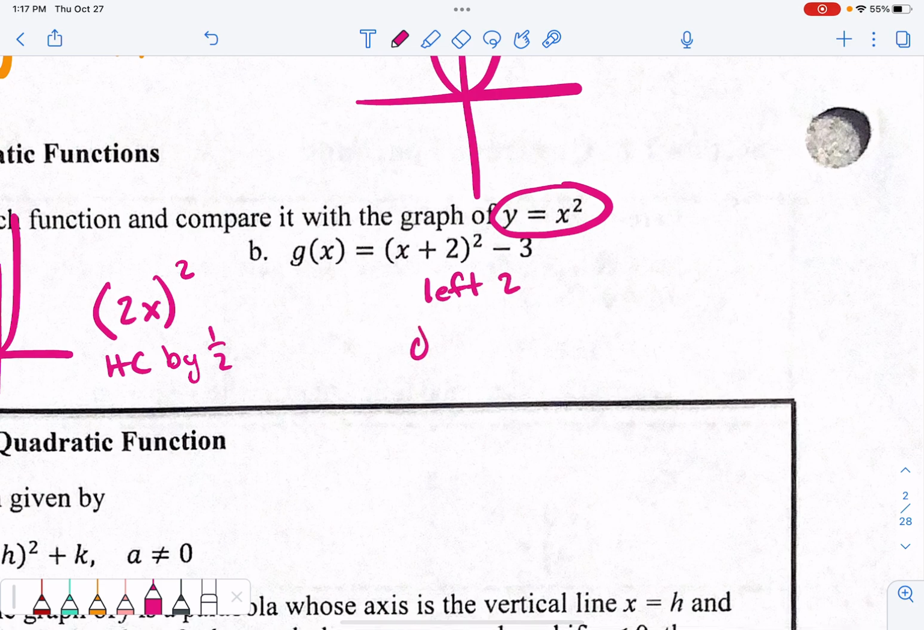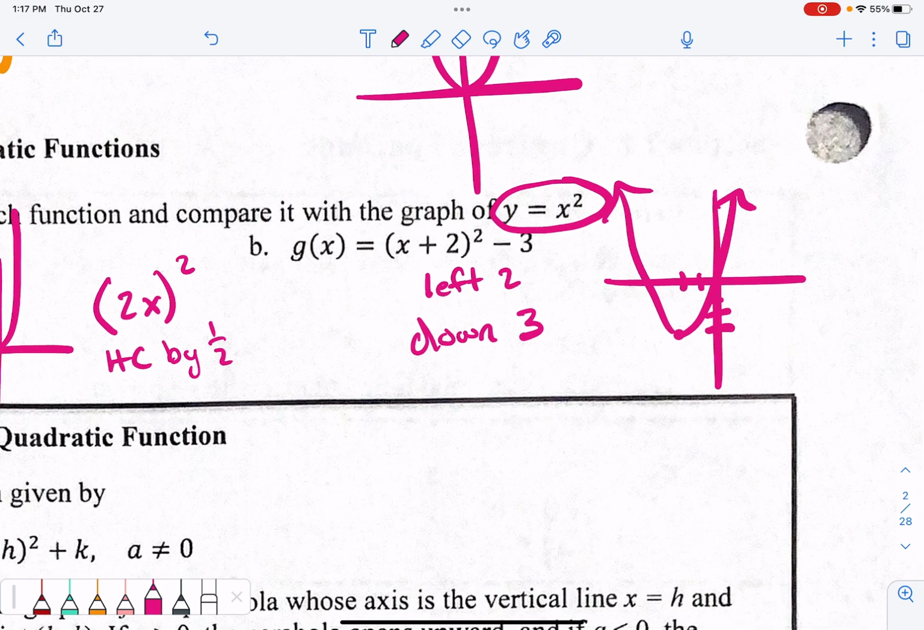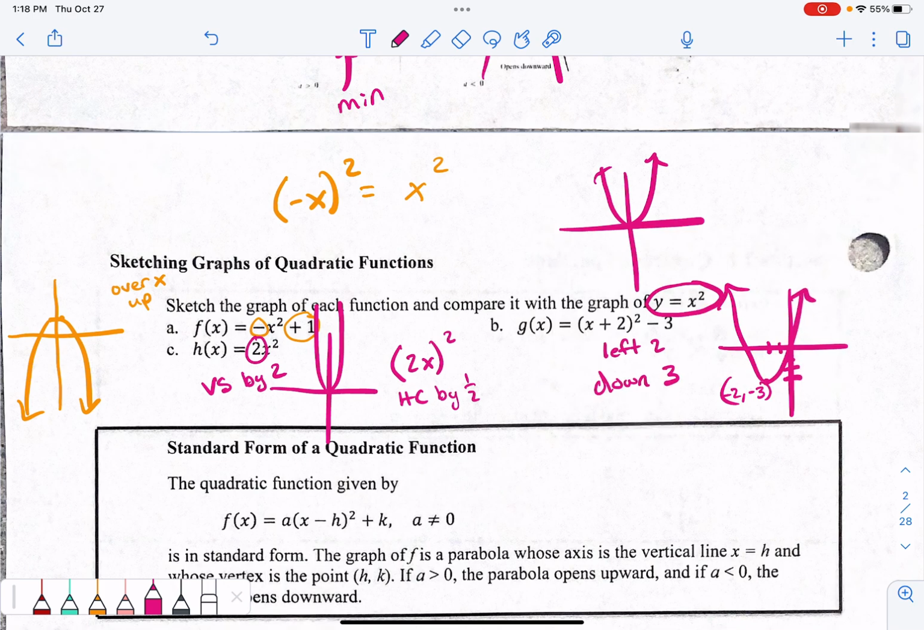Left 2 down 3, okay? And this guy is in vertex form, right? So left 2 down 3 tells me where my vertex is. He's still going to face up and be the same shape as what he was before, but this equation tells me my vertex is at -2, -3. So it makes it really easy to identify the vertex. Left 2 down 3 tells me that the vertex is now at -2, -3. Good? All right, we're flying right along through this.